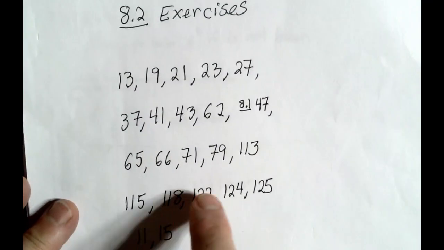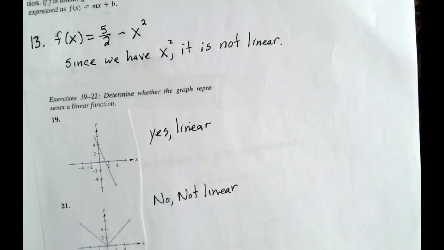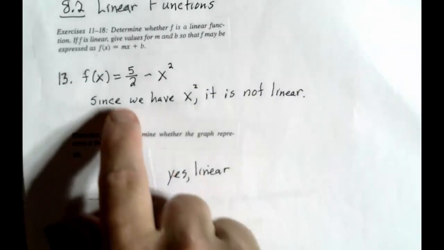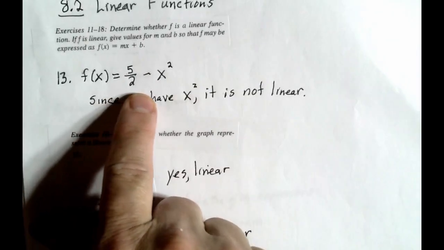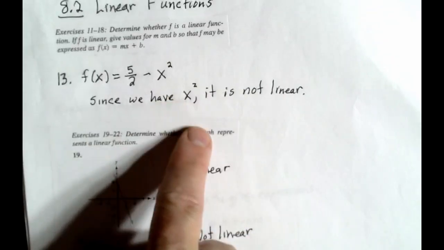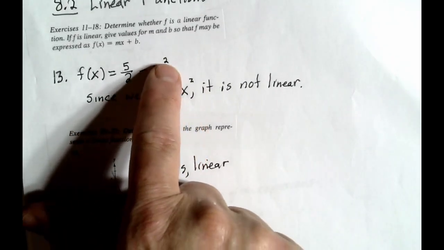Alright, so let's look at 8.2. These are the similar questions, and we're going to do them in this order here. Let's look at 13. It says determine whether the function is a linear function or not. Well, since it's x squared, it is not linear. You can't have an exponent on the x in order for it to be linear.